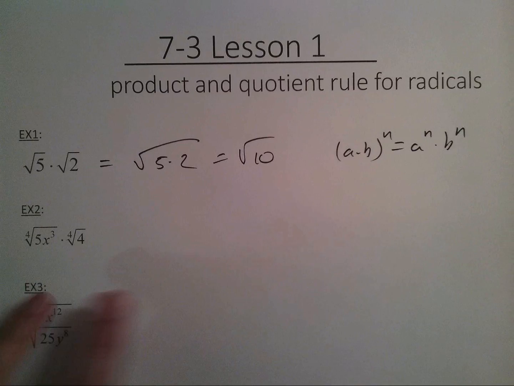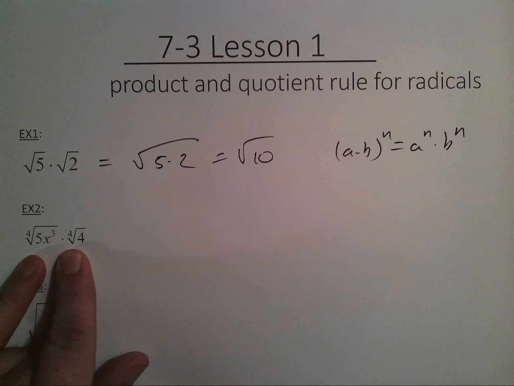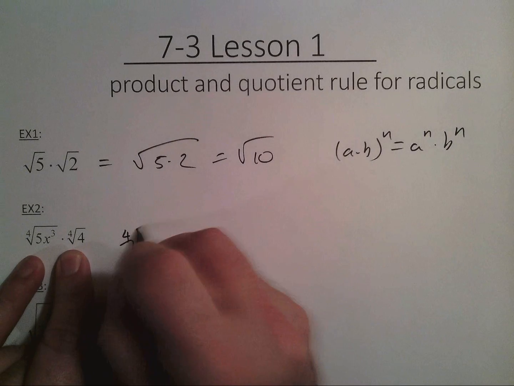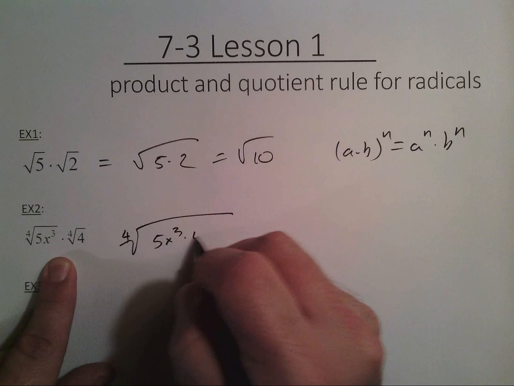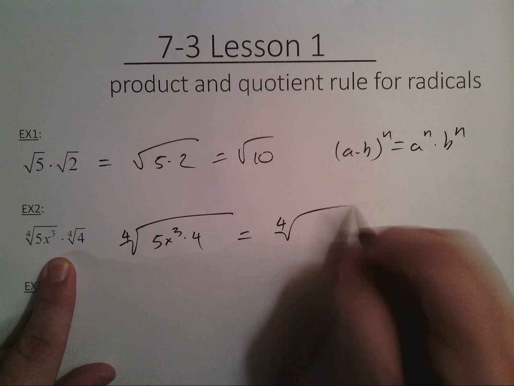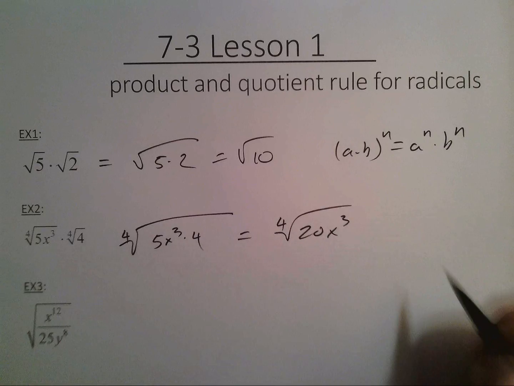So let's do that again. These are both the same fourth power, so I can just write this with 1/4 power and multiply everything on the inside. So it's 5x cubed times 4. In other words, it's the fourth root of 20x cubed.